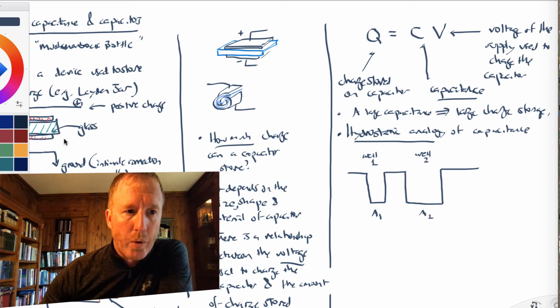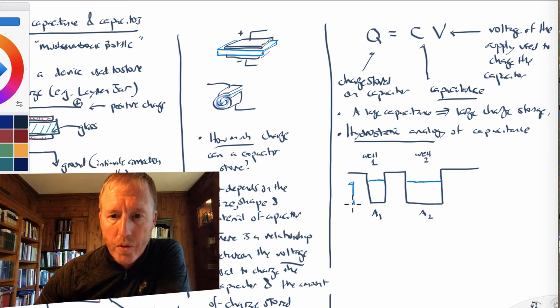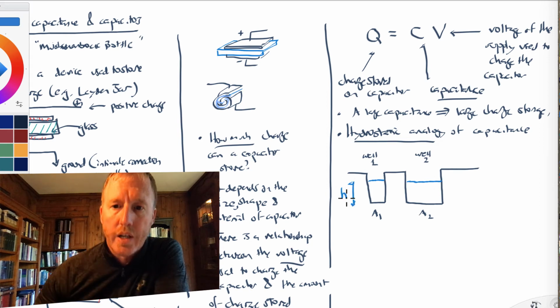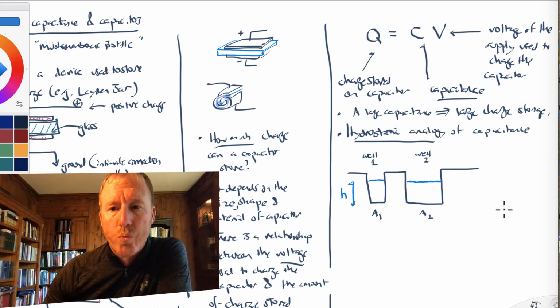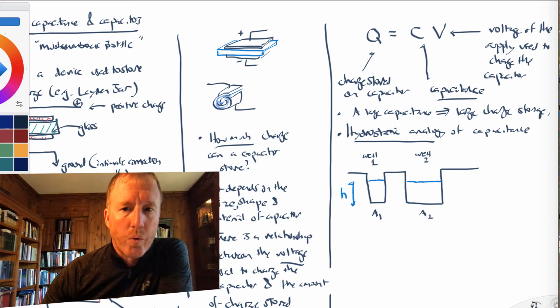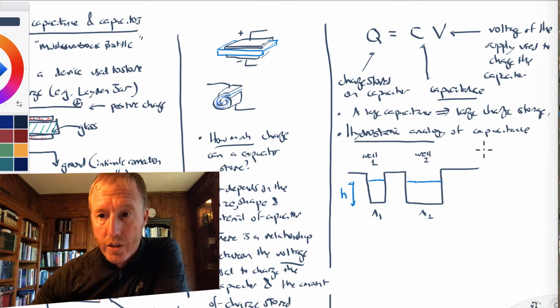Now we could fill both of these wells with water to the same height. So here's water filling up both of these wells to some height h. Now here's the question. Which one of these wells holds more water? Well, that should be obvious. It's well number 2 that holds more water. Even though they're filled to the same height, because this one has a larger area, the volume of water held in well 2 is greater than the volume of water held in well 1.